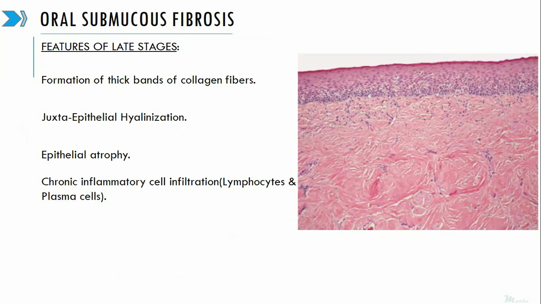These features, which have been described in the pathogenesis, can also be appreciated under a microscope. An incisional biopsy performed for a patient with OSMF shows dense formation of collagen fibers within the connective tissue. These collagen fibers are present as thick bundles. It also shows a characteristic feature of juxtaepithelial hyalinization. Immediately below the basal cell layer, the connective tissue shows hyalinization. Because of this increased fibrosis, the overlying epithelium exhibits epithelial atrophy. There is a variable chronic inflammatory cell infiltration, which is predominantly of lymphocytes and plasma cells.